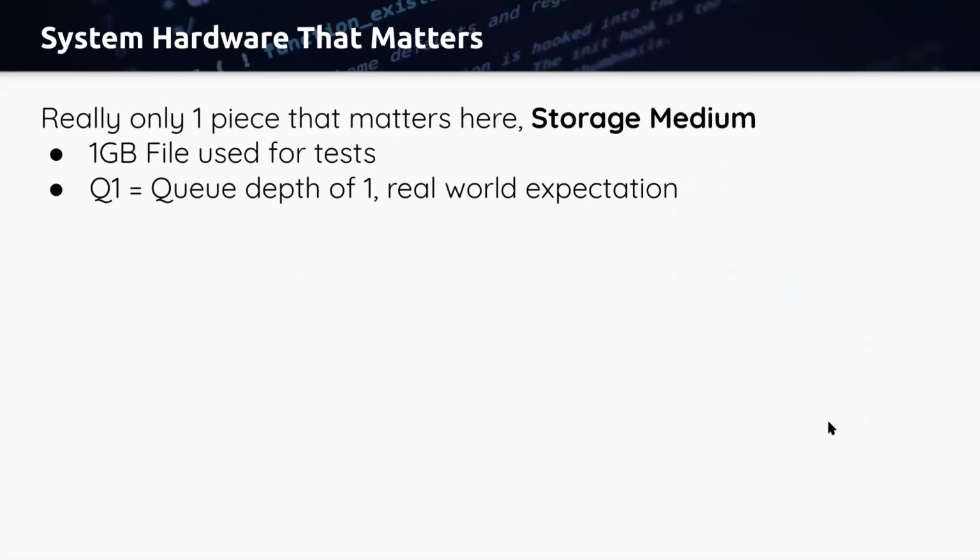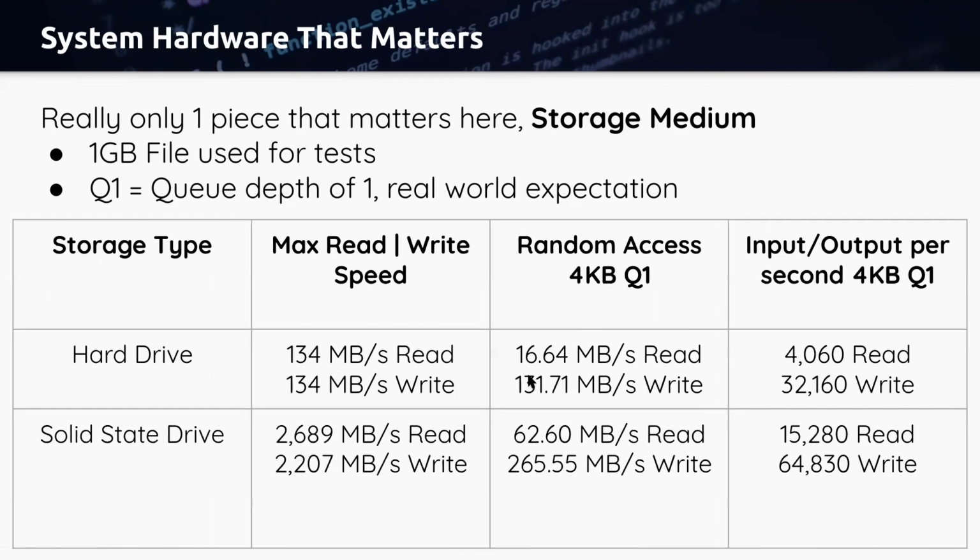And that's going to be solid state drive versus hard drive. Now, for these tests that I did, I used a 1 gigabyte file, just a 1 gigabyte text file. And Q1 is a queue depth of 1. That means you have one process writing to it, which is standard, especially if you're working with CAD. You're going to have one process reading or writing to your drive for your primary use. So for your max read and write speed, this is the absolute most your drive is going to give you.